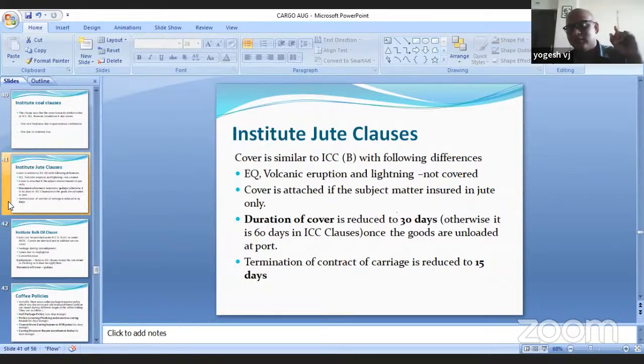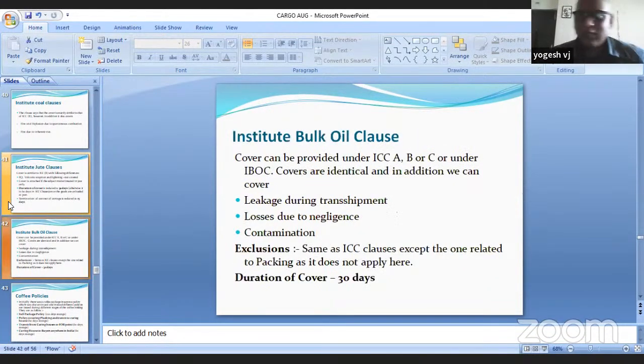Instead of 60 days. ICC clauses में क्या है? 60 days है ना, पोर्ट पे उतरने के बाद 60 days. Once the goods are unloaded at the port, and termination of contract of carriage is reduced to 15 days, जो 30 days रहते हैं, 50% करते हैं, because jute is exposed to atmospheric losses. खराब हो सकता है. Jute in its crude version, it can absorb moisture, it can go bad, और जरा भी moisture उसने absorb कर लिया ना, तो वो buyer है ना, उसको reject कर देता है.